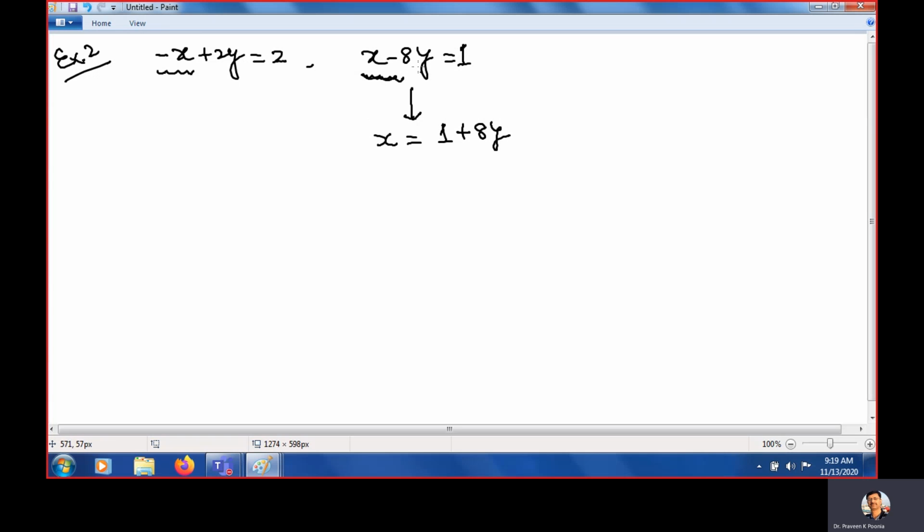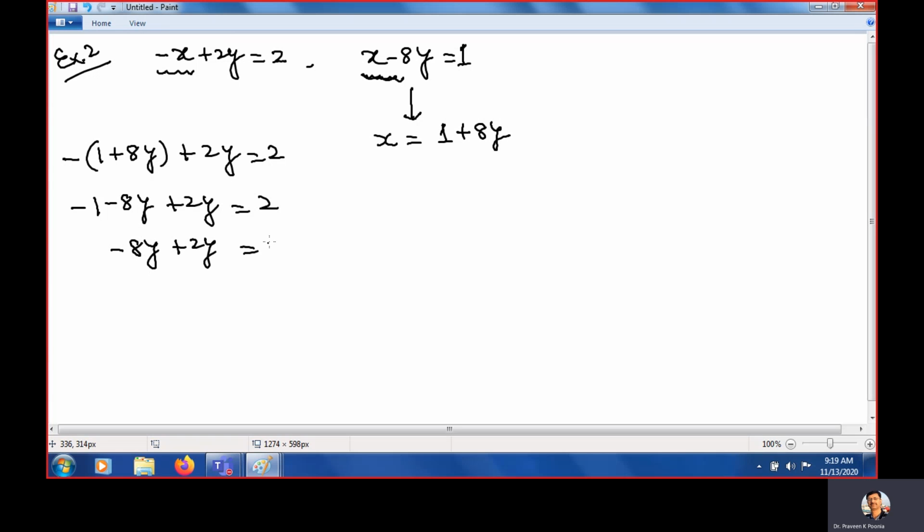So we find x, 1 plus 8y. Now put value here, minus the value of x, 1 plus 8y plus 2y equals to 2. Now multiply negative inside, minus 1 minus 8y plus 2y equals to 2. Now club together, minus 8y plus 2y equals to 2, and this minus changes into plus 1. Clear? Now what is the value? Value is minus 8y plus 2y. It is minus 6y. And 2 plus 1 is 3.